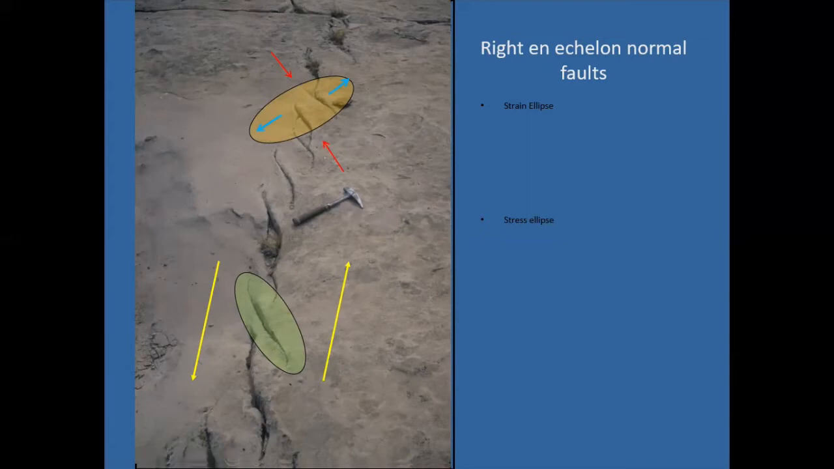So if I repeat, in order to form these extensional features here, the outcrop is extended in this direction, which is perpendicular to the strike of the structure, in the direction of depth. So this is the extension direction, or in other words, the extension direction on the outcrop gives you the direction of minimum stress, sigma 3. In this direction, the stress ellipse will be elongated, and in the direction of compression, it will be compressed.